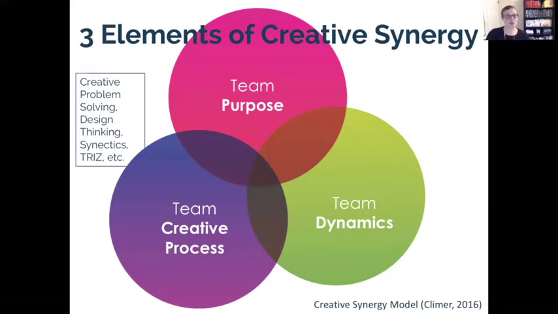And then there's team creative process. Some examples of creative process are creative problem solving, design thinking, synectics, TRIZ. If you've never heard of any of these, that's okay. It's not even important that a team knows the name of the process they're using, but essentially they should spend time finding problems, what they're trying to solve, finding solutions to those problems, and then implementing those solutions.